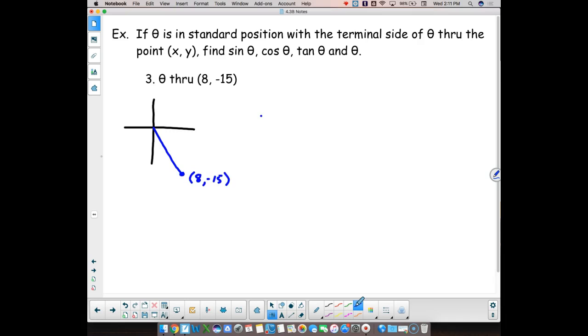Okay. My reference angle, this would be 8, this would be 15, this would be my reference angle there. 8, 15, is that two parts of a Pythagorean triple? So 17, yeah? Yep. So then the missing side there is 17. Okay.